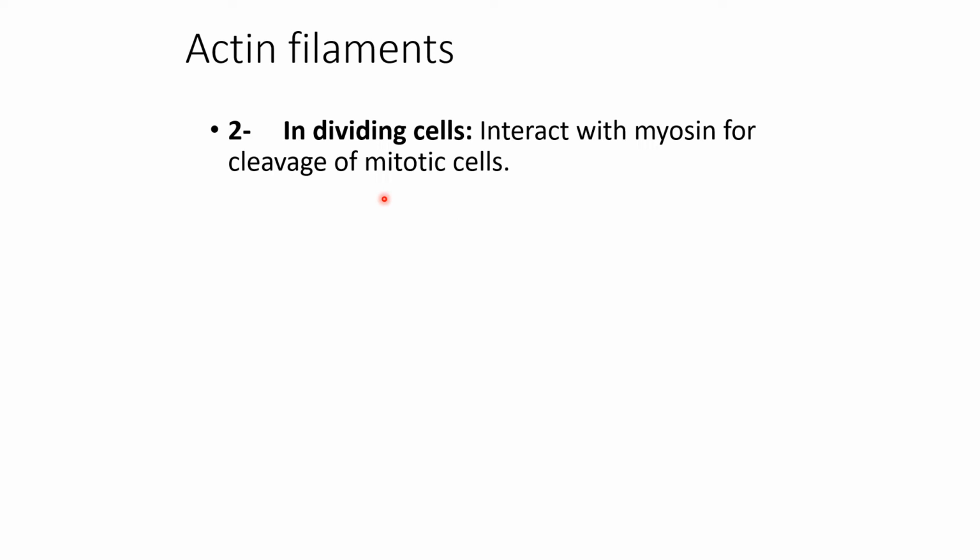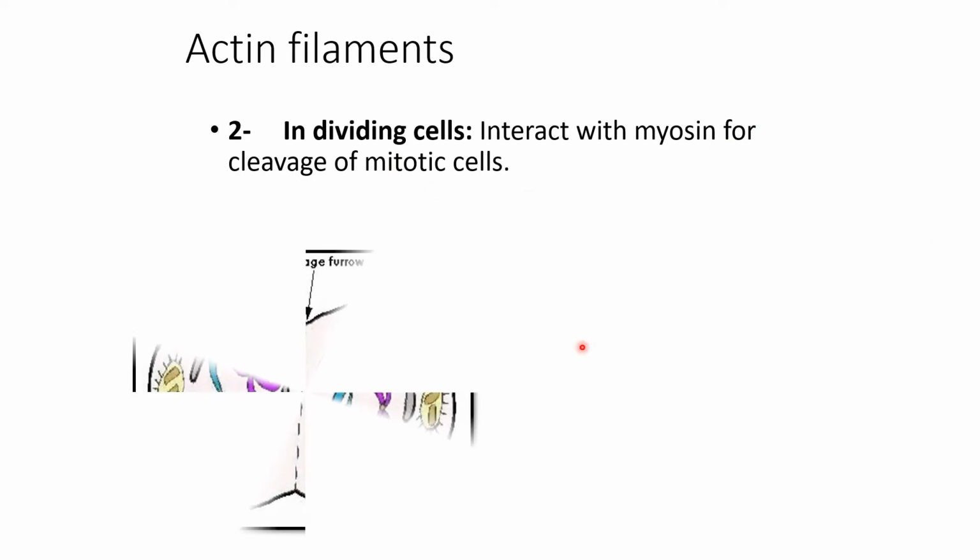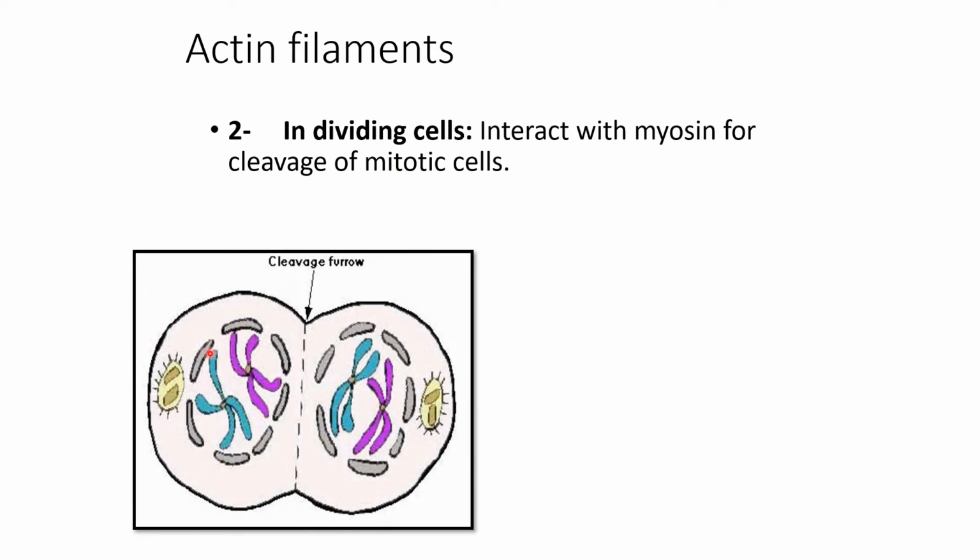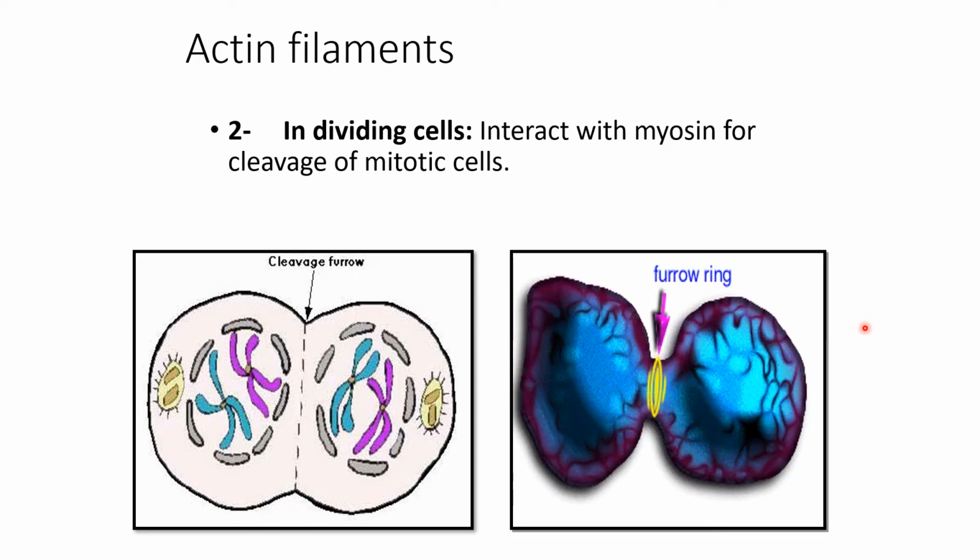Actin filaments play an important role in dividing cells, as they interact with myosin for cleavage of the mitotic cell. Here is one cell dividing into two. In order to divide into two, there is the cleavage furrow. In the cleavage furrow, there is interaction between actin and myosin in order for the cell to be divided into two.